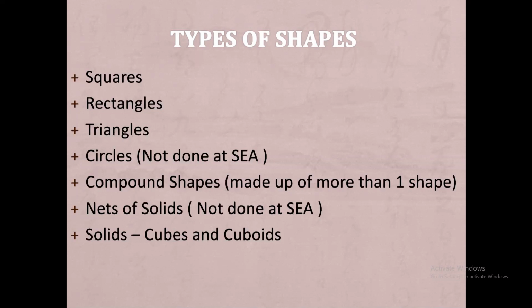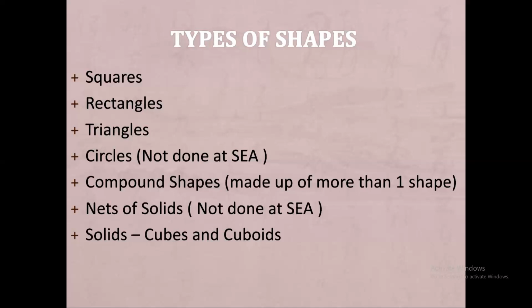So what is a compound shape? A compound shape will be taking a triangle and a rectangle and putting it together. If I take a triangle and a rectangle and I join it together, I don't have a rectangle and I don't have a triangle. I have a compound shape. Sticking two triangles together, sticking two rectangles together, putting a square with a circle, those are compound shapes because they are made up of more than one shape.